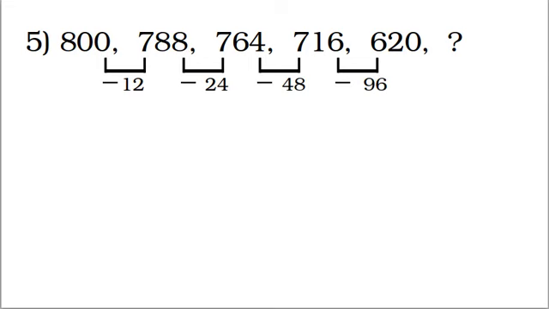Let us understand the numbers 12, 24, 48, 96. 12 2 times 24. 24 2 times 48. 48 2 times 96. So 96 2 times 192. So your answer will be 620 minus 192, which gives you 428. In the same way, you will be given 5 questions in each lesson, and there are 5 lessons in total.